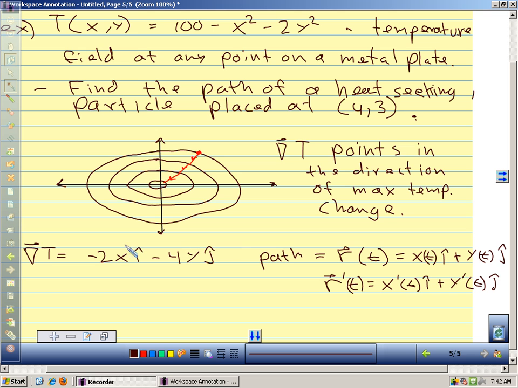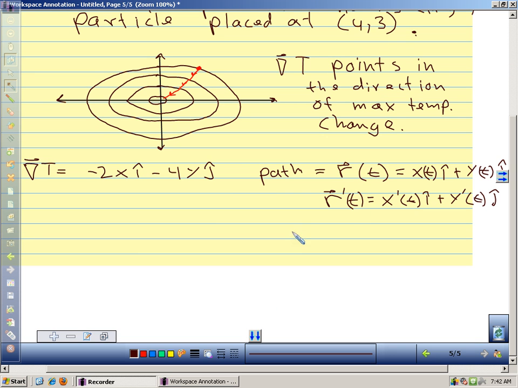So if this is pointing in the direction of the maximum rate of change of temperature, and our tangent vector to our position is going to be in the direction of the maximum rate of change of temperature, how are these two related? They're parallel, so they differ by a constant. So that gives us our equation that we can work with. These both are going to point in the same direction.